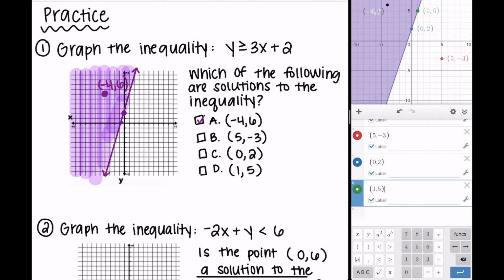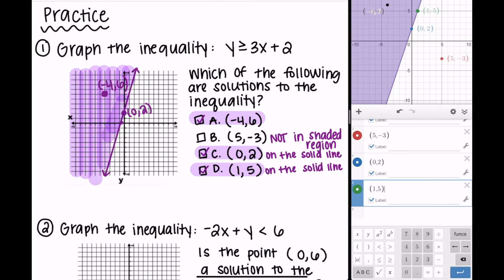Okay, so we can check that one off because it does fall in the shaded region. B, 5, negative 3, that is not in the shaded region, so that is not a solution. 0, 2 falls on the line. So 0, 2 is on the line, and since it's a solid line, it is a solution. Then 1, 5 also falls on the solid line, so it is a solution. If this were a dotted line, those two would not be solutions.